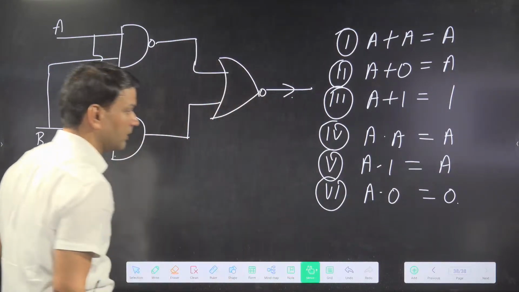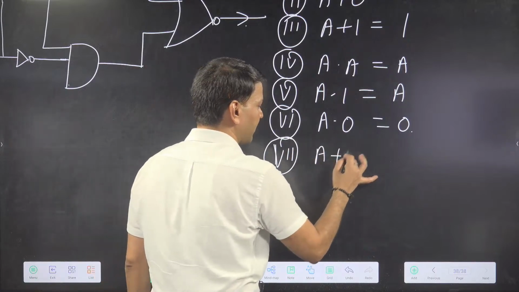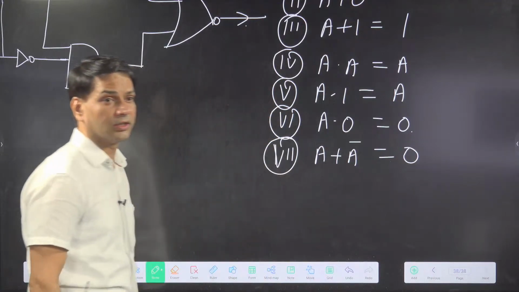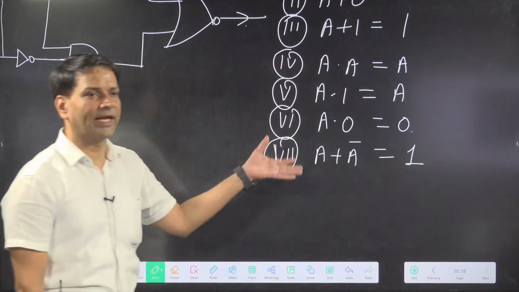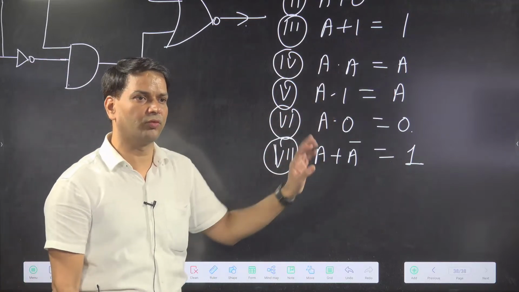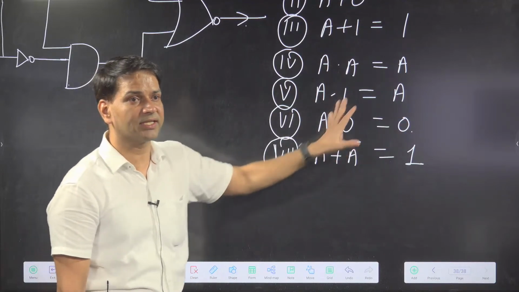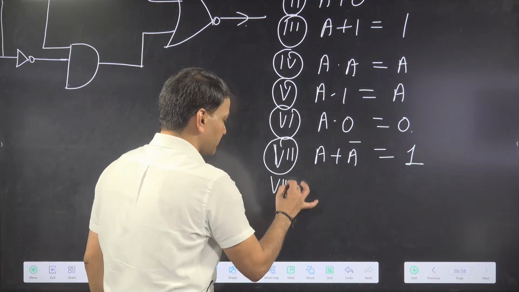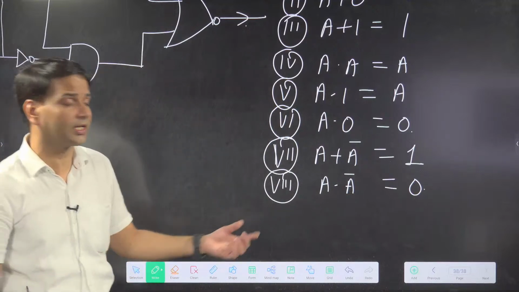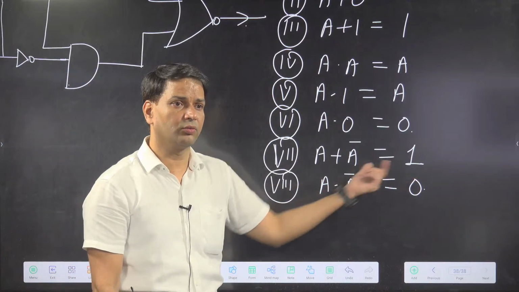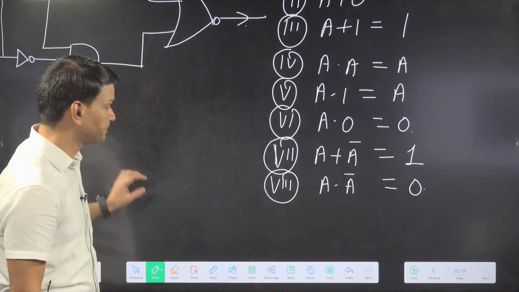Next, for the bar, A plus A bar is equal to 1. Okay, because suppose A is 1, A bar will be 0. 1 plus 0 is equal to 1. Suppose A is 0, then A bar will be 1. 0 plus 1 is equal to 1. So A plus A bar is equal to 1. And A dot A bar is equal to 0. Because if A is 1, A bar will be 0, so 1 into 0 is 0. If A is 0, then 0 into 1 will be equal to 0. Okay.